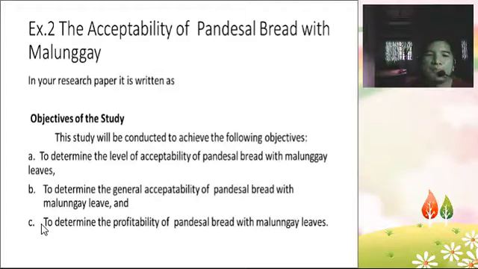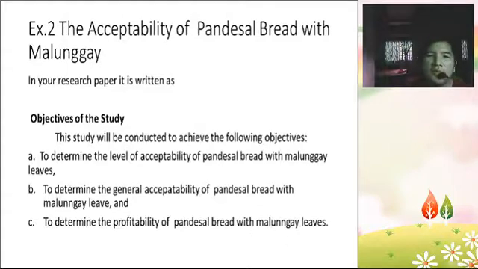Then letter C, to determine the profitability of pandesal bread with malunggay leaves. So nag-base ka naman doon sa number 3 statement of the problem. So ganyan lang ang magsulat ng statement of the problem and objectives of the study.